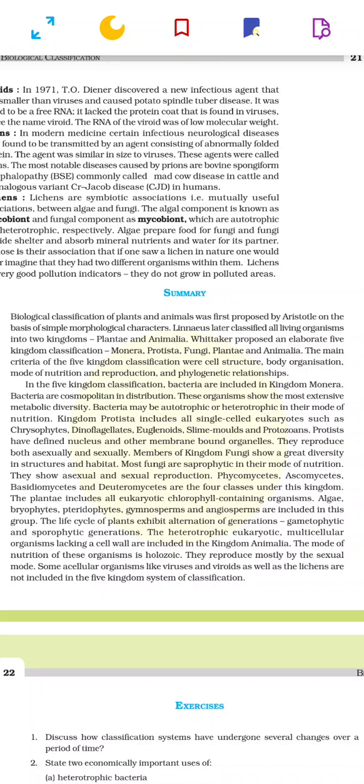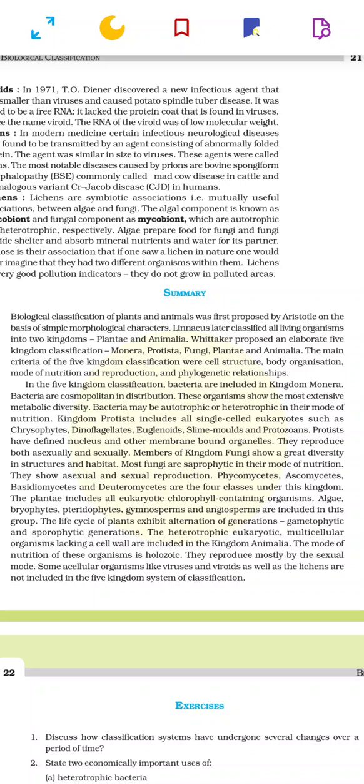Members of kingdom Fungi show a great diversity in structures and habitat. Most fungi are saprophytic in their mode of nutrition. They show asexual and sexual modes of reproduction. Phycomycetes, Ascomycetes, Basidiomycetes, and the Deuteromycetes are the four classes under the kingdom Fungi.